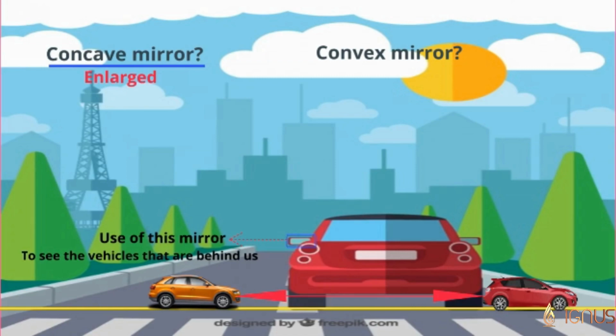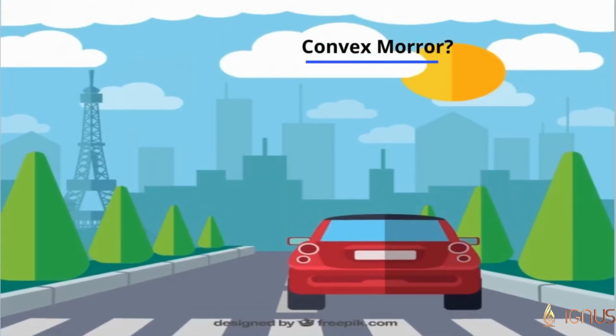Also, it takes away all the space in the mirror, and because of this we are unable to see any other objects or vehicles. So, we cannot use a concave mirror as a side view mirror. What about a convex mirror? Yes, a convex mirror can be used as a side view mirror because a convex mirror never produces enlarged images.